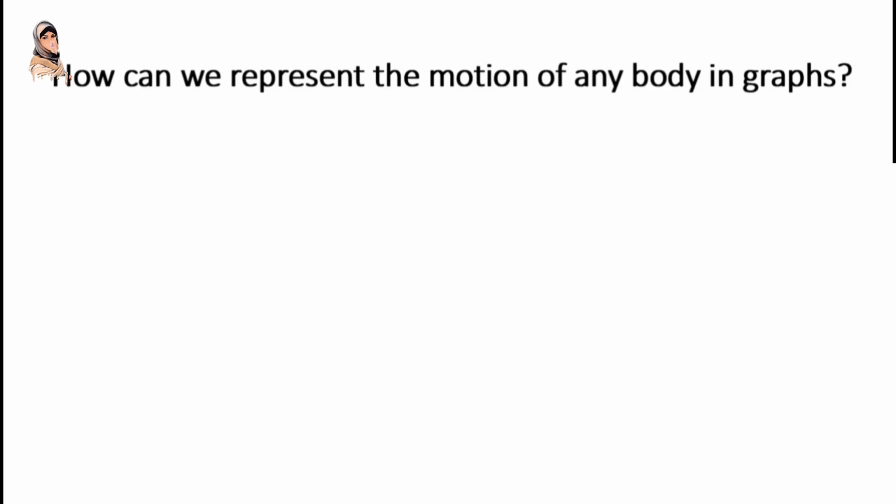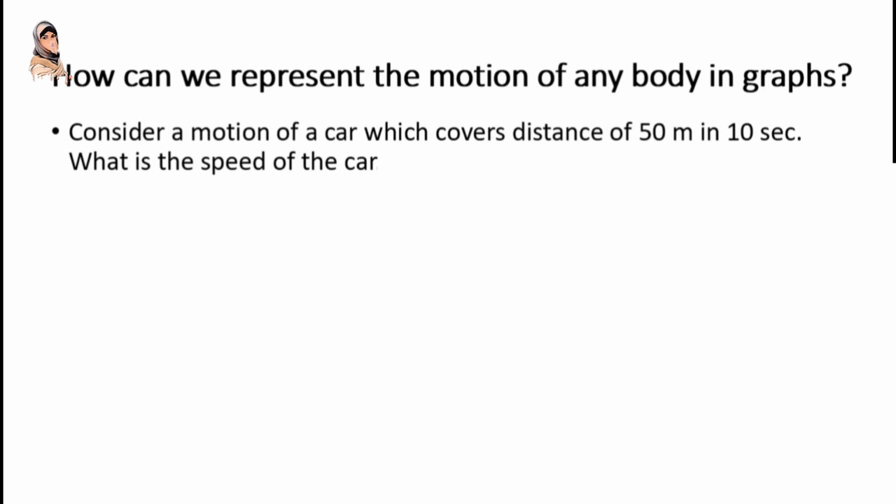Now, how can we represent the motion of any body in a graph? Let's take an example. Consider the motion of a car which covers a distance of 50 meters in 10 seconds. So what is the speed of the car? As you know, speed is equal to final distance minus initial distance over final time minus initial time.